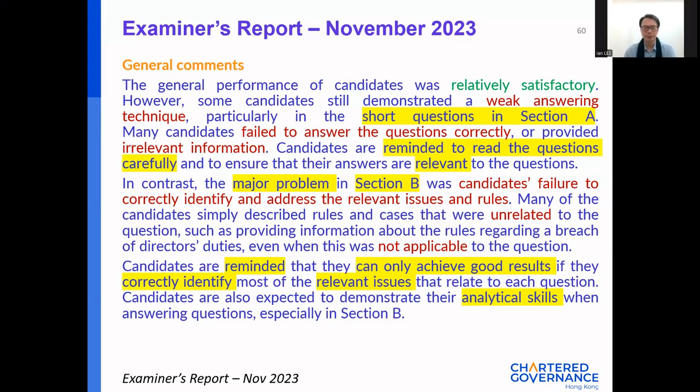So candidates are reminded they can only achieve good results if they correctly identify most of the relevant issues to relate to each question, and they are expected to demonstrate analytical skills.